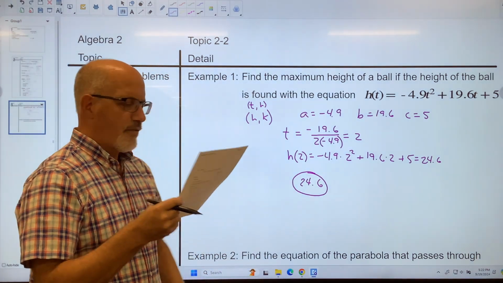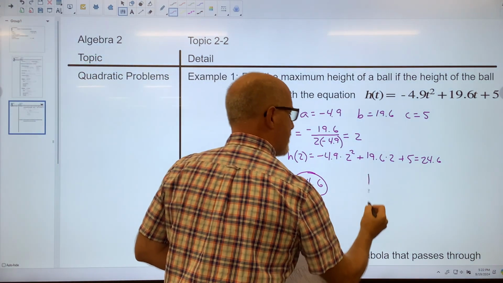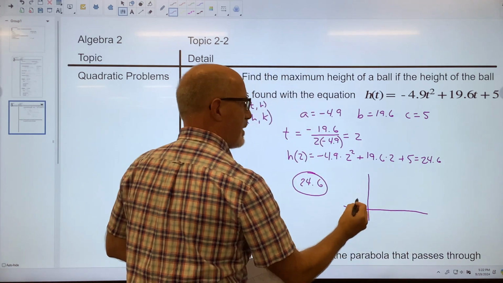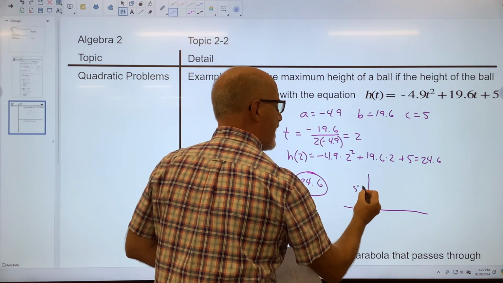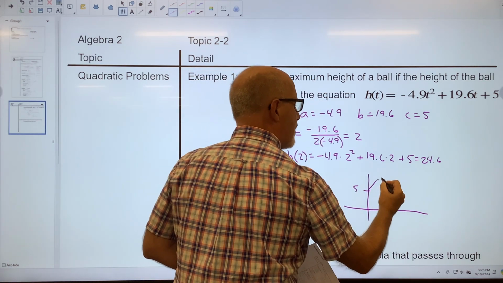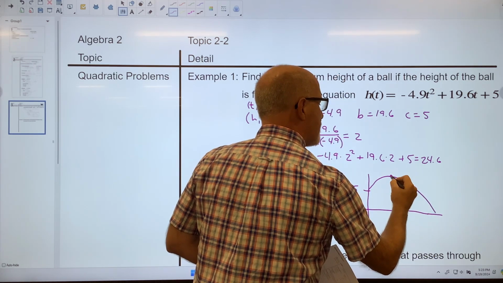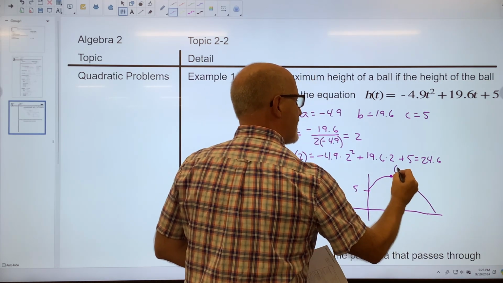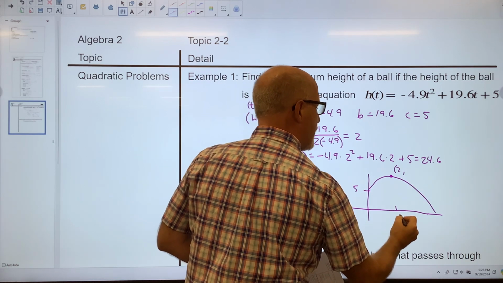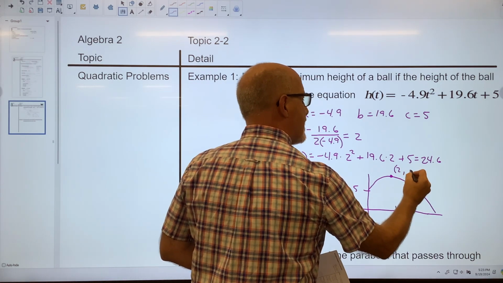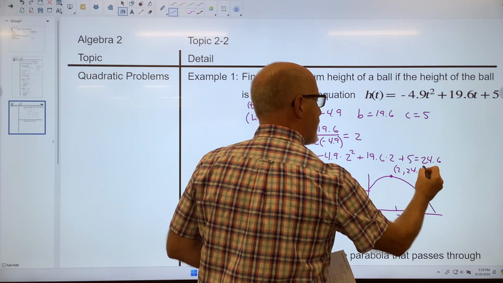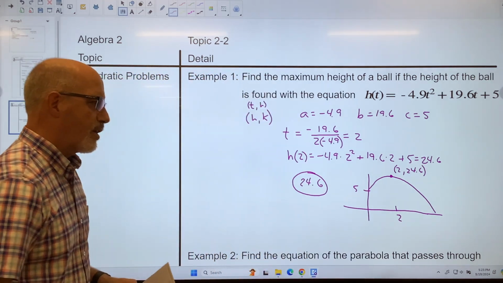Okay, if you were to look at just a quick sketch, let me just draw this so you see it. The y-intercept is a 5, and the ball goes up like this and then comes down and hits the ground. I'm looking at this maximum height here. That's at a time of 2, it gets the maximum height, and that maximum height is 24.6.